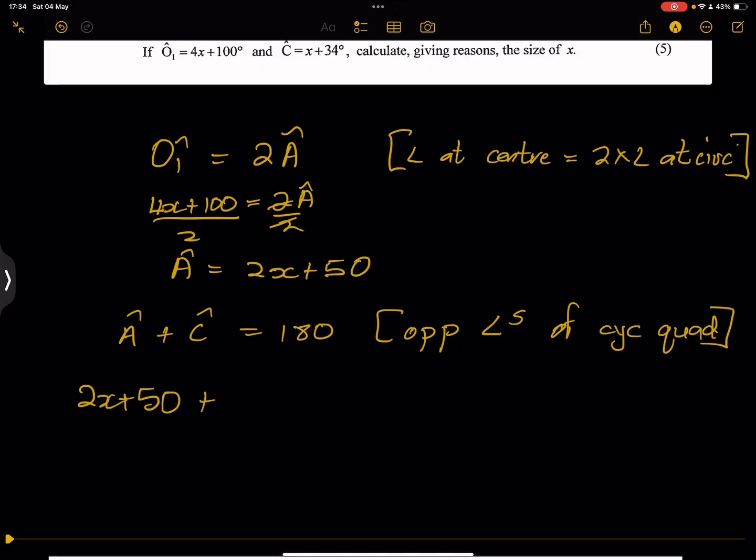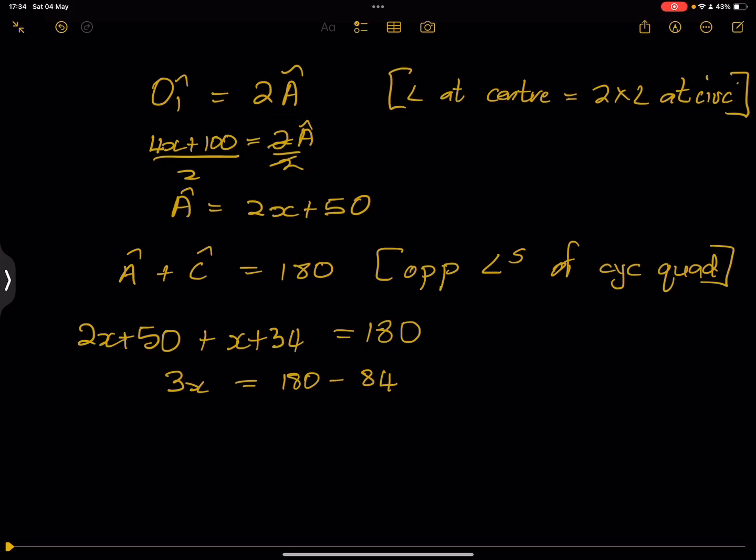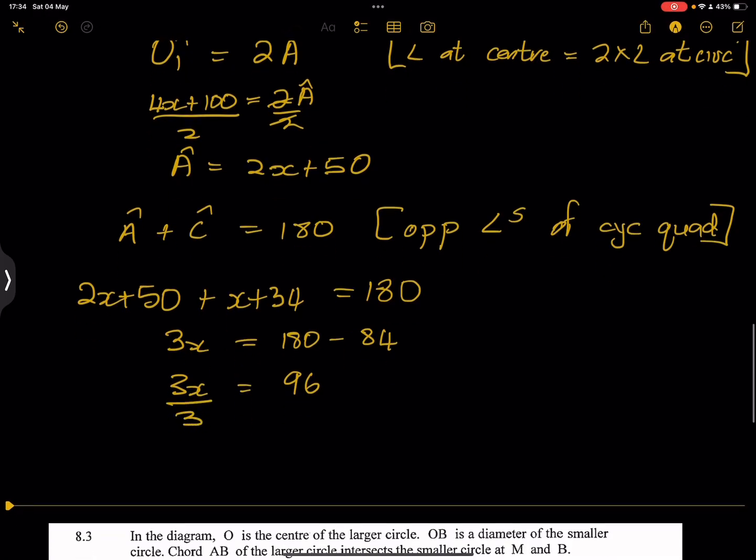Angle C is given as x plus 34. This is equal to 180. So that means 3x, okay, that's going to be 84. So this is equal to 180 minus 84. And so 3x is equal to 96 degrees. And of course, ladies and gents, we can divide both sides by 3. And so the value of x would be 32 degrees.